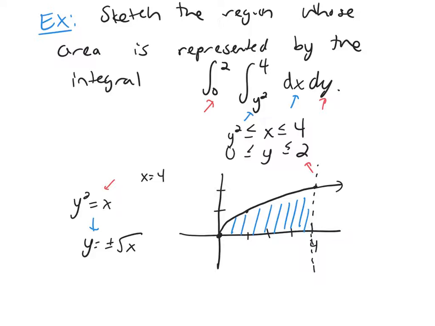And really the way you can kind of picture it is, because of the order that I have this integration, I'm looking at this horizontally here. X is between y squared and 4, and y goes from 0 to 2.